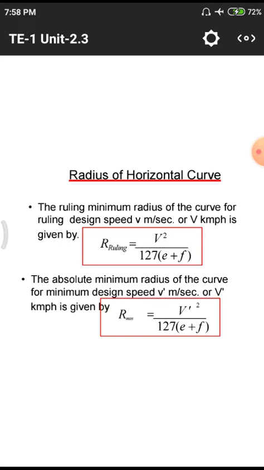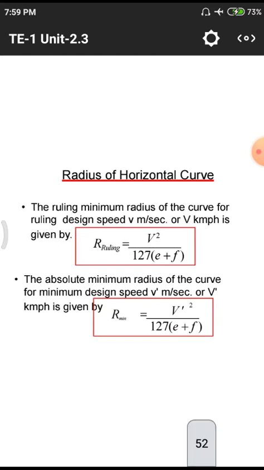For ruling radius and minimum radius, both conditions have 127. The absolute minimum radius uses a V dash. V is normally the maximum speed, and V dash means we have to go for a minimum speed. For example, on expressways we have 120 kmph, which is the maximum ruling value, and 100 kmph is the minimum value. Those things we have to mention here: what is V and what is V dash?